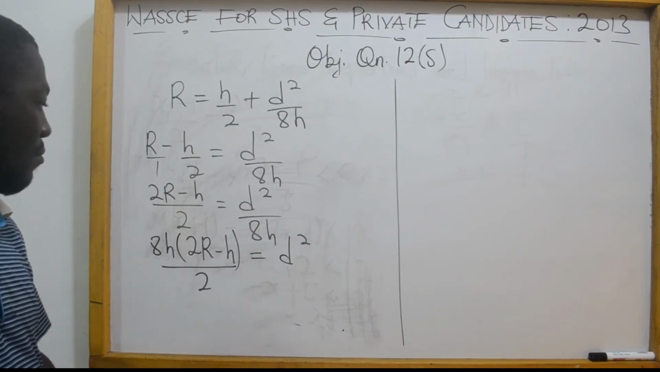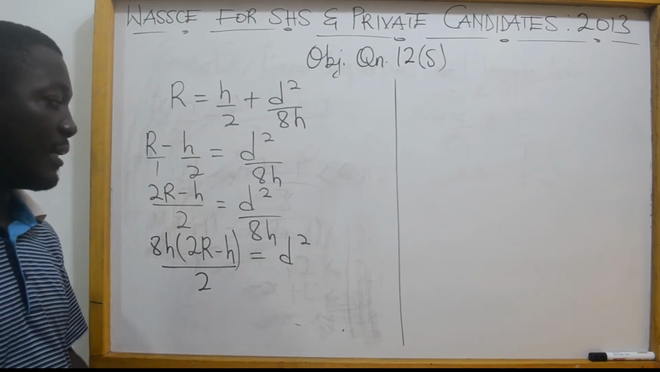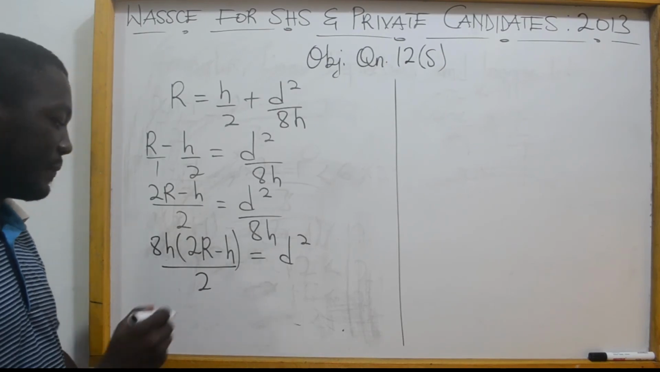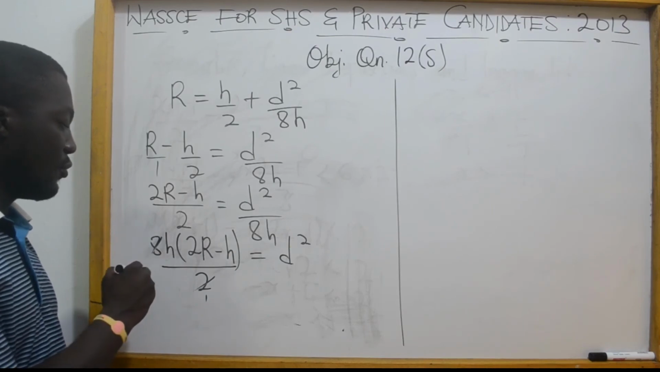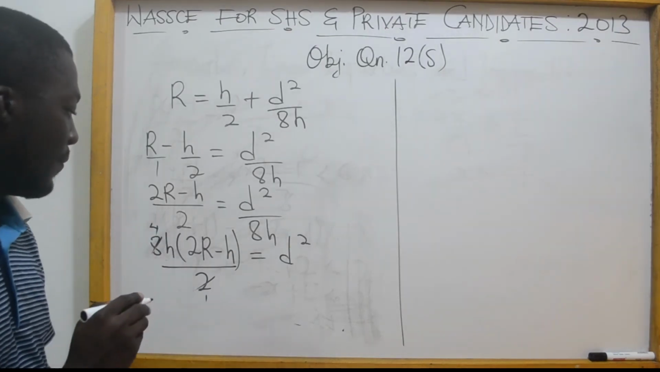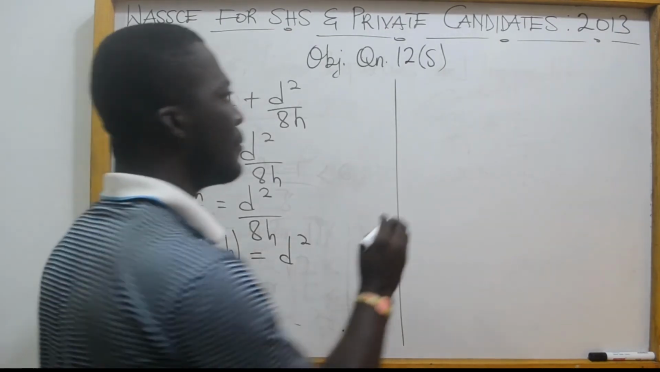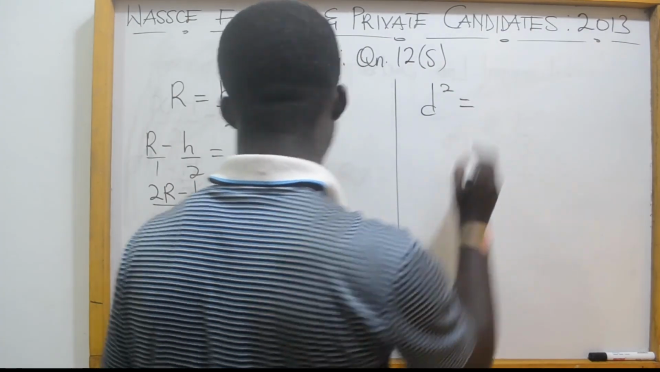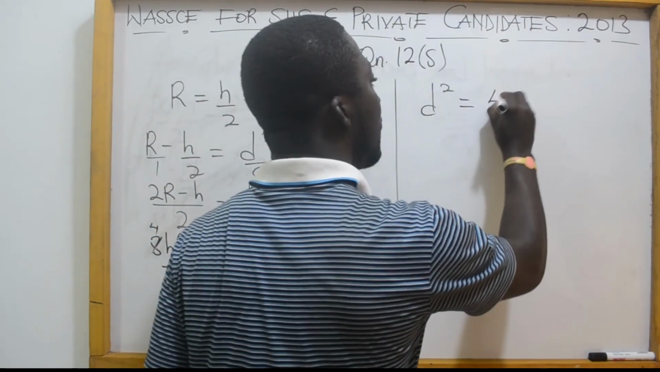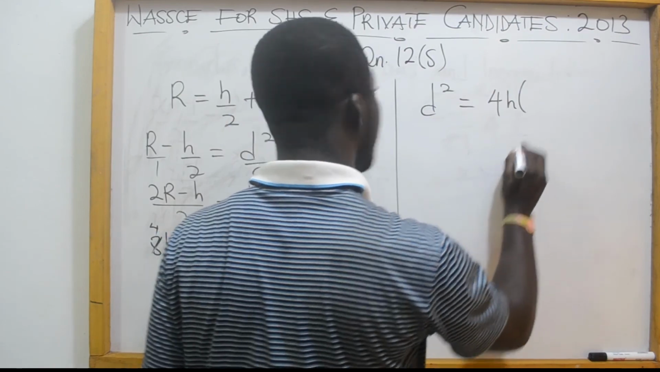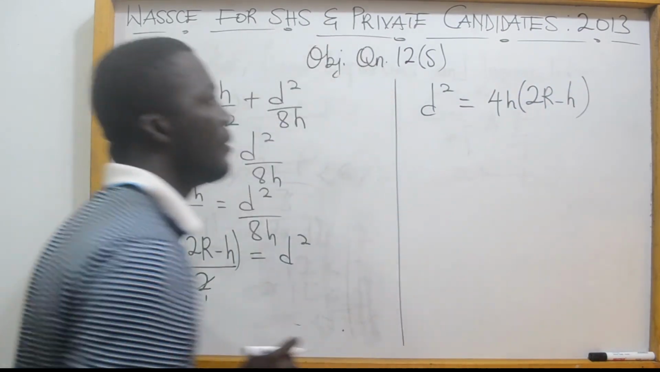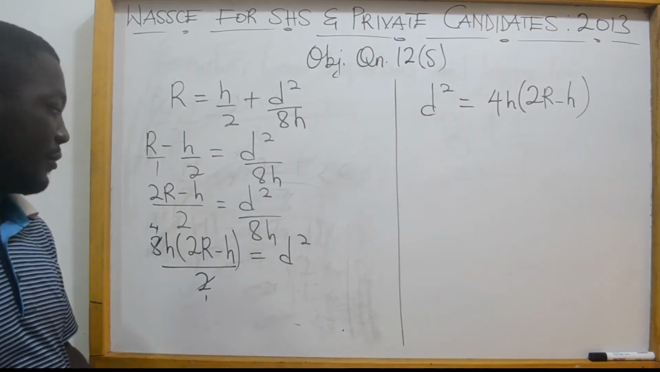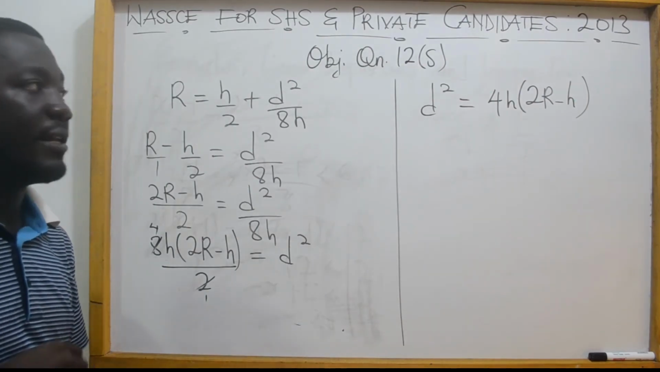But we want d, so we will do that. This 2 can cancel itself once. 2 into 8 is 4, giving us d squared is equal to 4h into bracket 2r minus h.